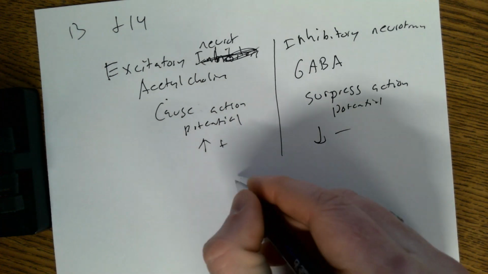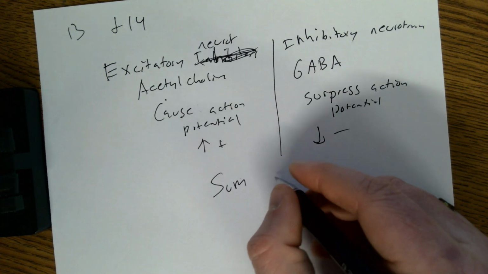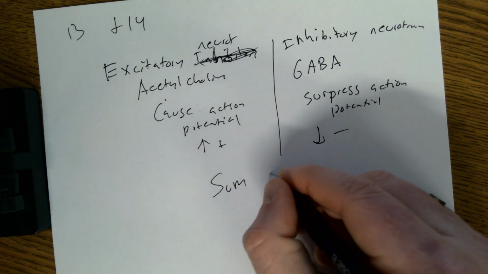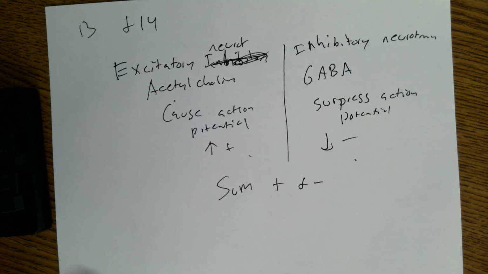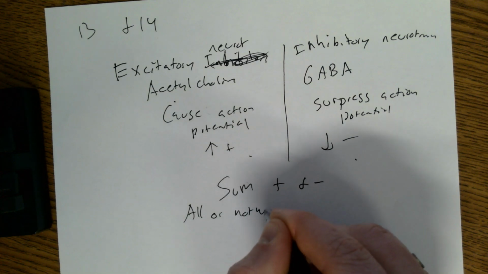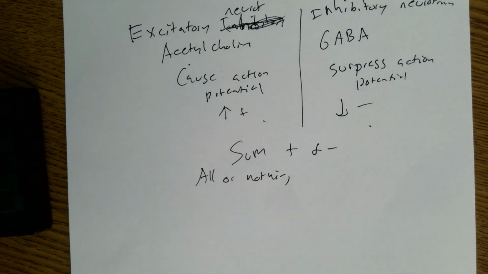And so what you do is you sum them up and see which one is greater, and that tells you whether it's going to go or not. You sum the positive and negative effects of the acetylcholine and the GABA, because they can both be released at the same time and both have an effect. That's standard 14. It leads to an all or nothing: if you reach the threshold, it will go. If you don't reach the threshold, the signal will not be sent forward.